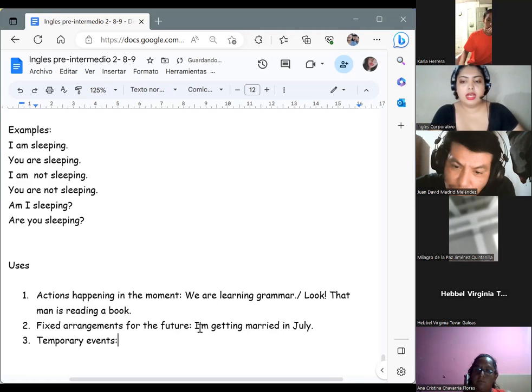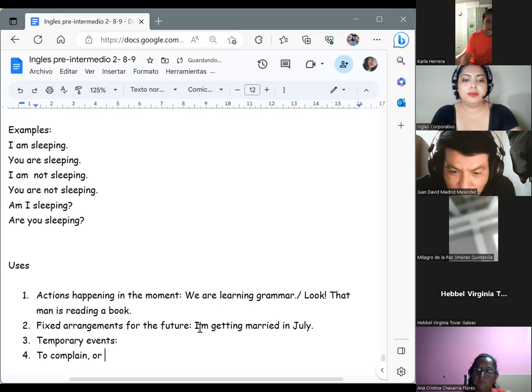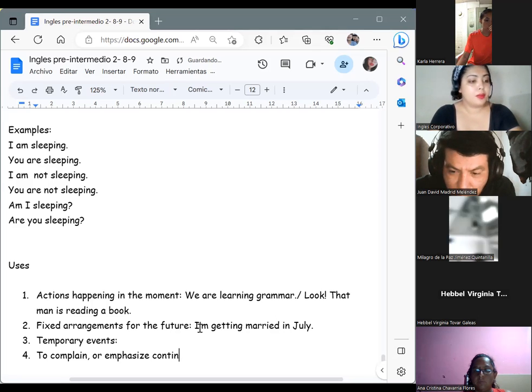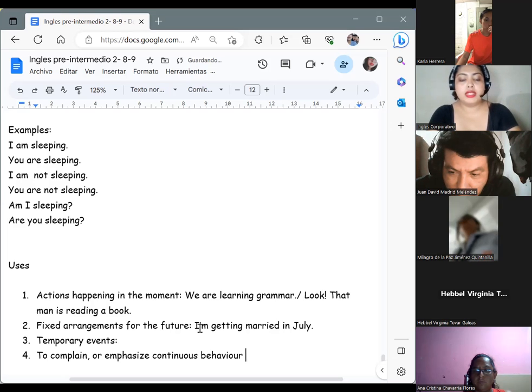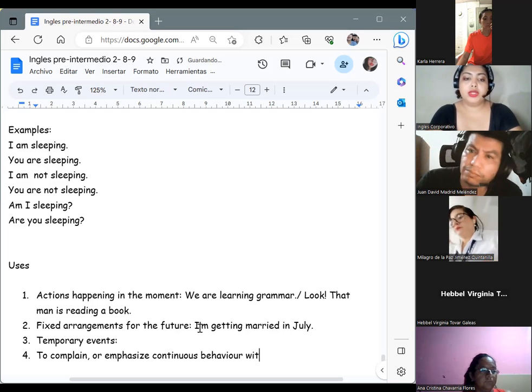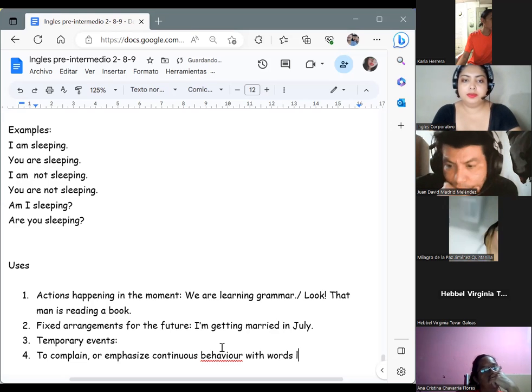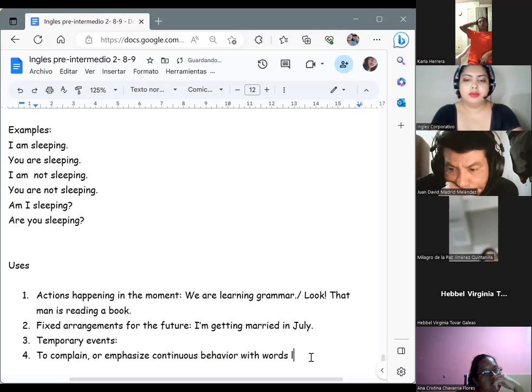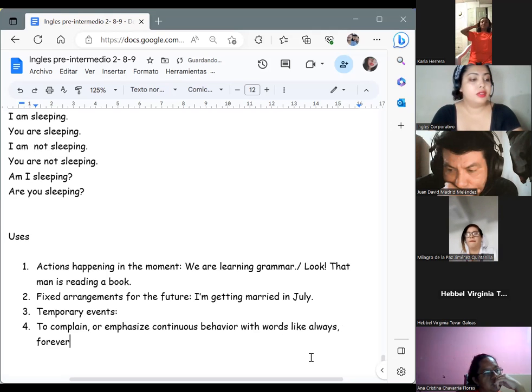So in this one and in the second one, we have to complain. To complain or emphasize continuous behavior with words like always. Aquí vamos a agregar palabras específicas. With words like always, forever, and constantly.